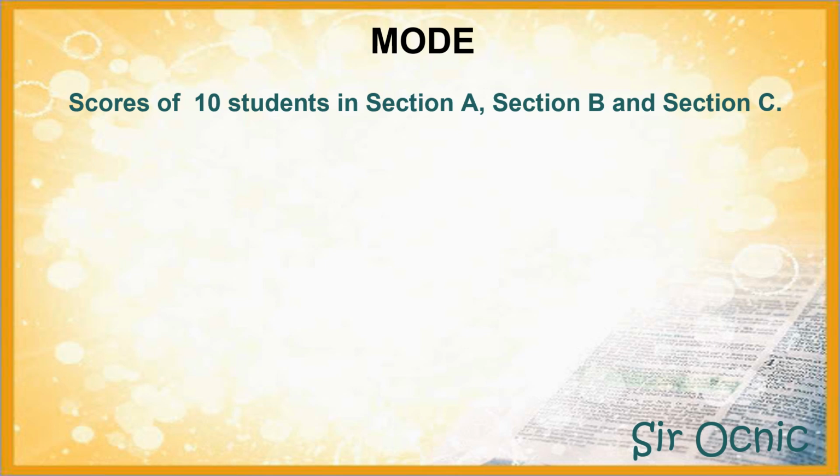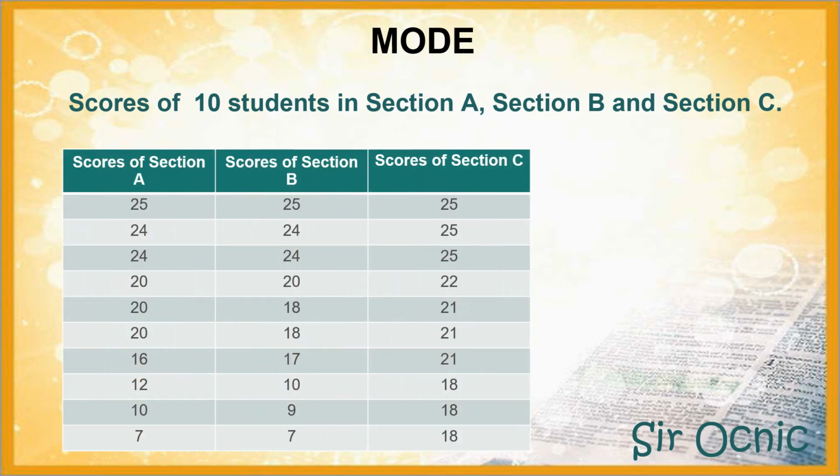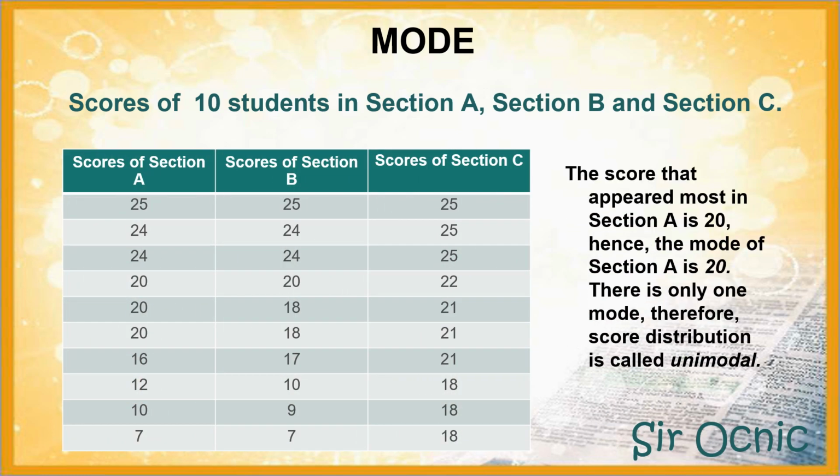Suppose that we have scores of 10 students in sections A, B, and C. The score that appeared most in section A is 20. Hence, the mode of section A is 20. There is only one mode, therefore, the score distribution is called unimodal.